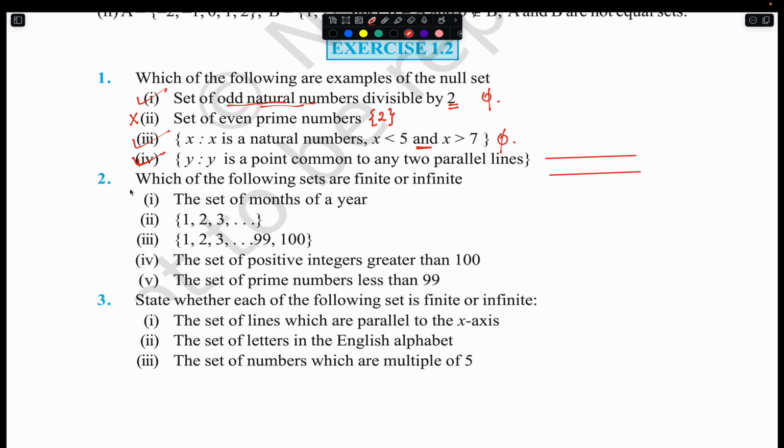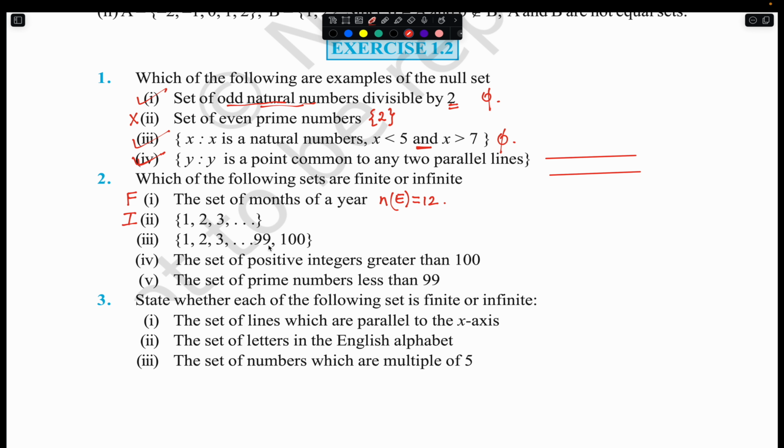Okay, so the next question is, which of the following sets are finite or infinite? The set of months in a year. We know that the number of elements in this set is going to be 12. There are 12 months in a year. So if we call this set E, we know that n of E is 12. So this is going to be a finite set. Here you can clearly see we are writing the set of natural numbers, and we know that there are infinite natural numbers. So this set is going to be an infinite set.